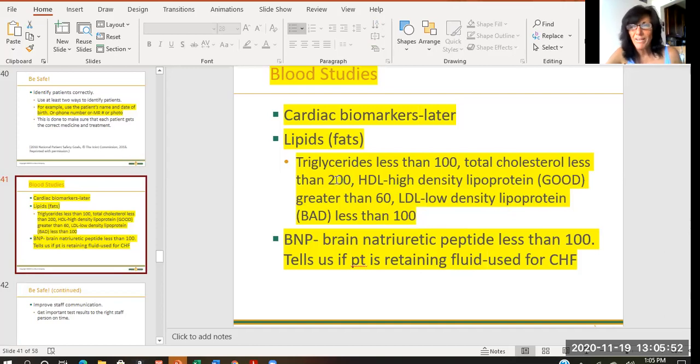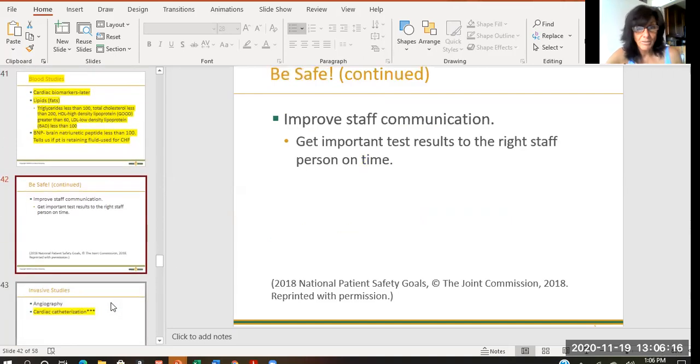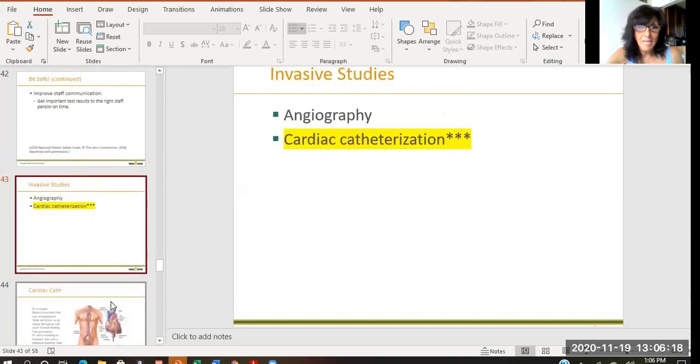So total, yeah, it should be less than 200, but let's say the total is 240, but the HDL, the good cholesterol, is 100 and the LDL is only 40, right? You want the HDL as high as possible, greater than 60. You want the LDL as low as possible, less than 100. And then that BNP we talked about before has to be less than 100, okay? All about fluid retention.